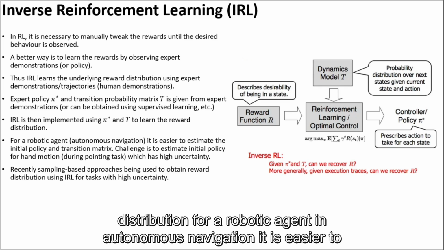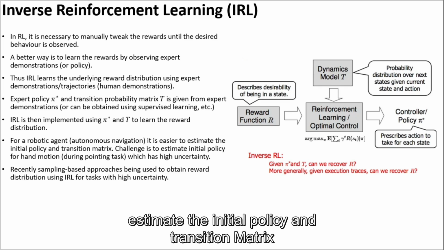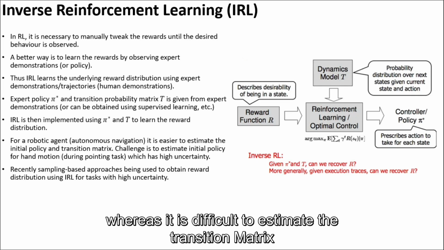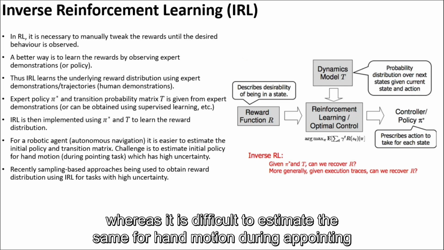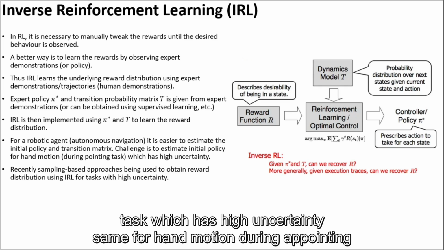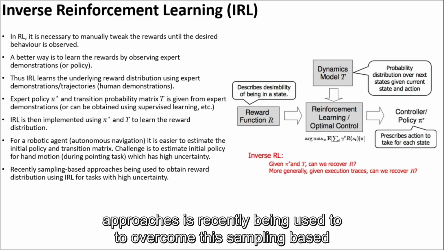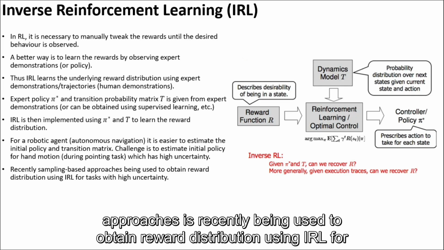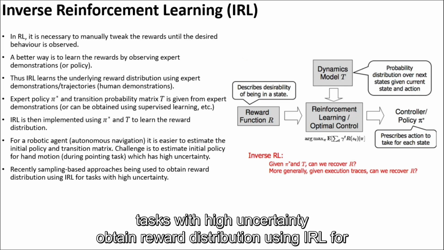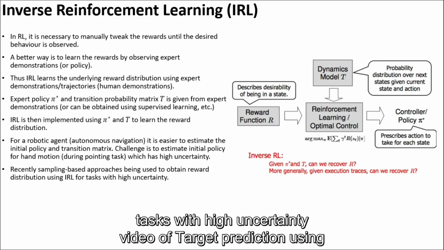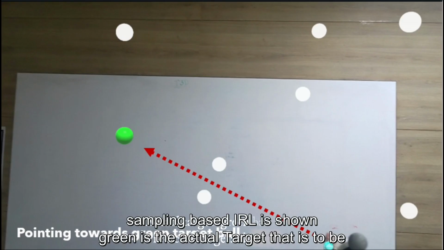For a robotic agent in autonomous navigation, it is easier to estimate the initial policy and transition matrix. Whereas it is difficult to estimate the same for hand motion during a pointing task which has high uncertainty. To overcome this, sampling-based approaches is recently being used to obtain reward distribution using IRL for tasks with high uncertainty. Video of target prediction using sampling-based IRL is shown.